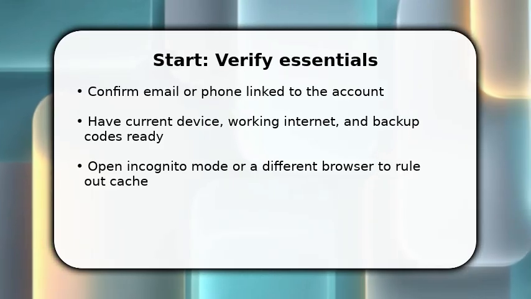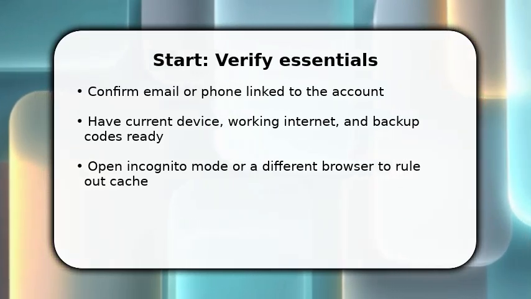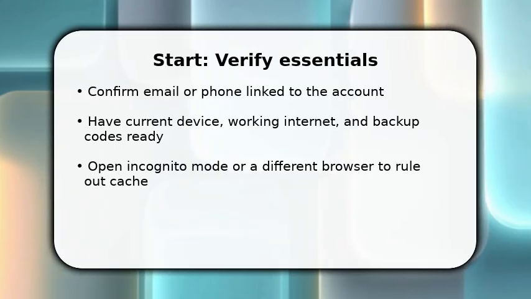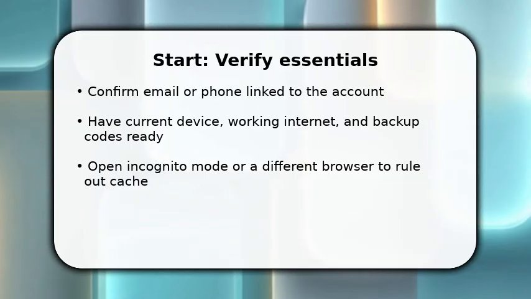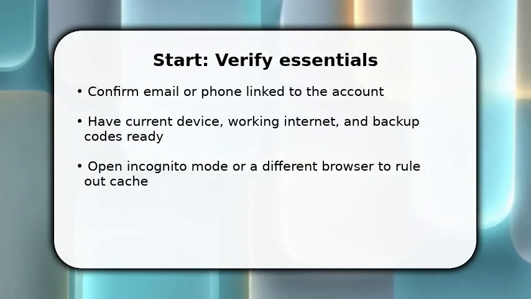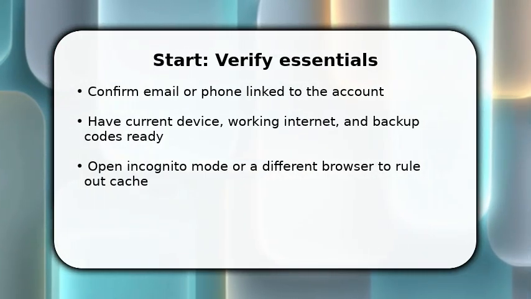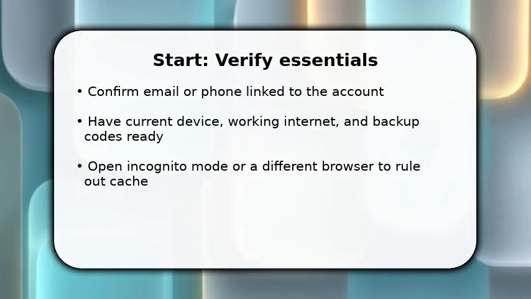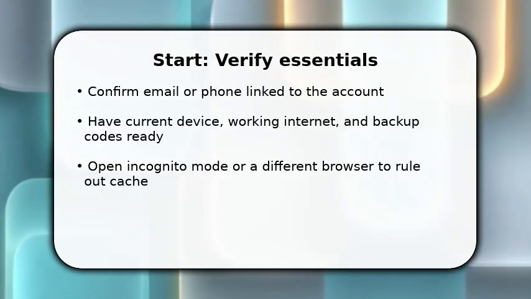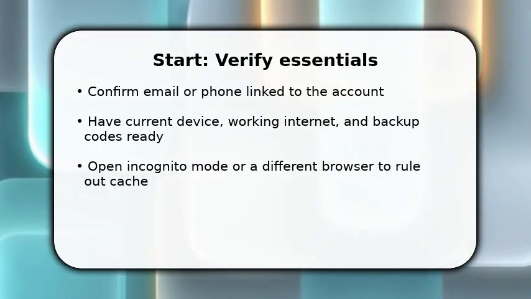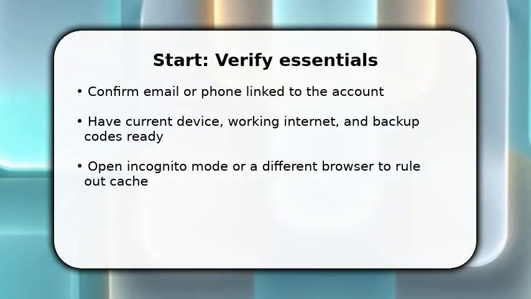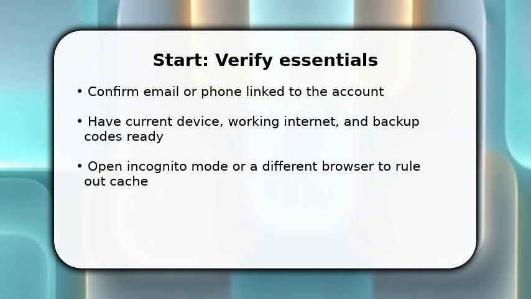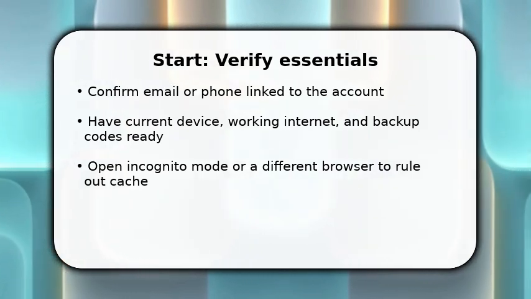Enjoy the video. You begin by confirming the exact email or phone tied to the Google account. This matters because recovery prompts match that identifier. Next, make sure your device has a stable internet connection and you've got any backup codes or a recovery email accessible. Once these essentials are ready, open an incognito window or a different browser to avoid cached credentials. This short step often isolates browser-related blocks and gets you to the real authentication flow faster.